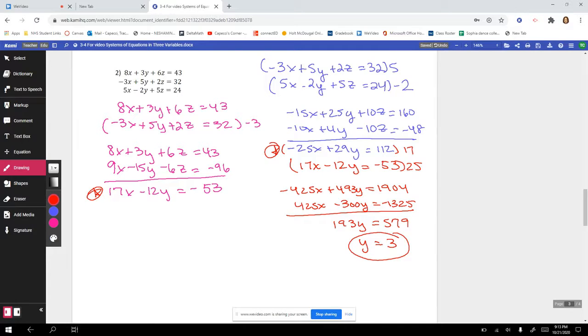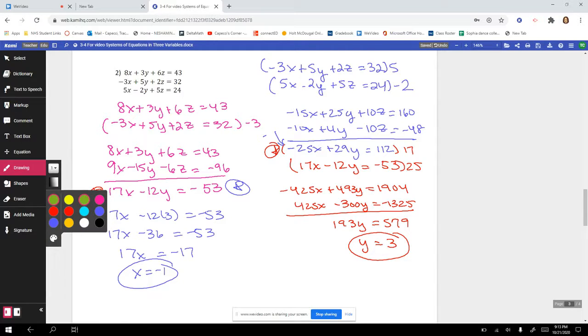Okay, so now I need to find x. X is next. So I can go either to this equation here, where I have the x and the y, or my other equation, which is right here. So I'll do this one. I have 17x minus 12 times 3 is equal to negative 53. So that's 17x minus 36 is equal to negative 53. 17x is equal, I add 36 to both sides, I get negative 17. So x is equal to negative 1.